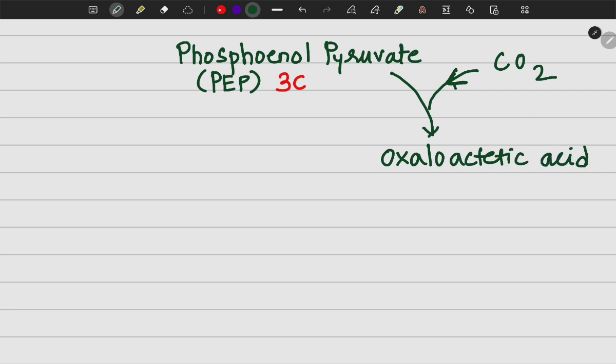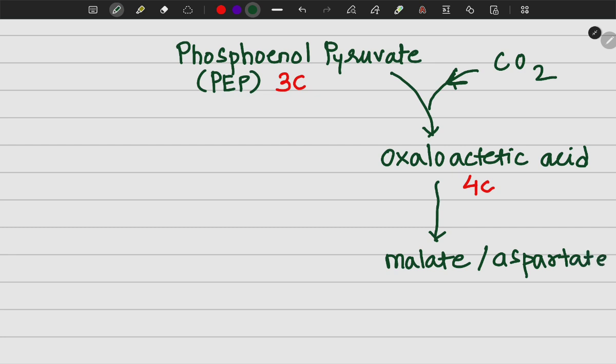Now oxaloacetic acid is a 4-carbon compound. So the first stable product here is the oxaloacetic acid, which is the 4-carbon compound. Now this oxaloacetic acid is converted into malic acid or aspartic acid, and then it is transported to the bundle sheath cells.